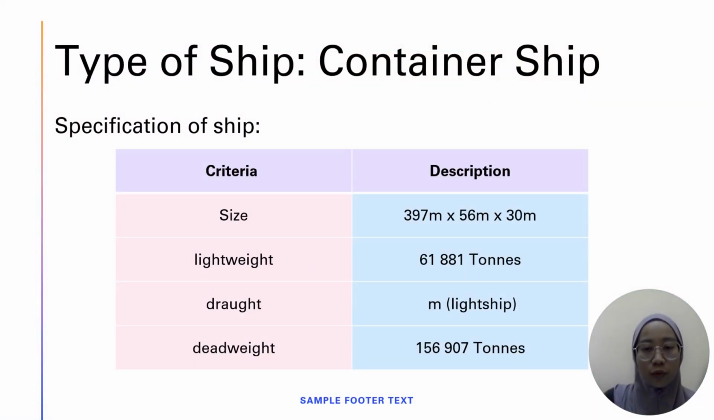For our assignment, we choose container ship for our ship selection. Our ship is built with the specification of length 397 meter, the width is 56 meter, and the height is 30 meter. The light weight is 61,881 tons, and the deadweight is 156,907 tons.